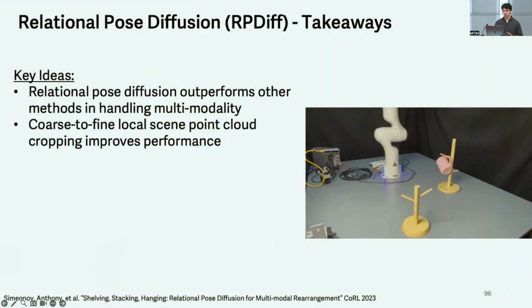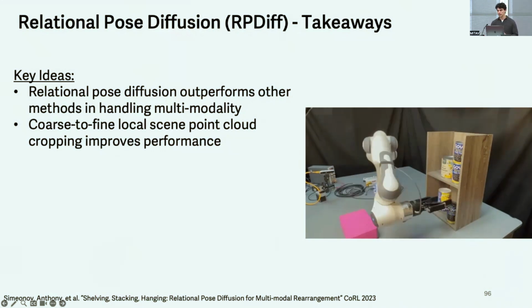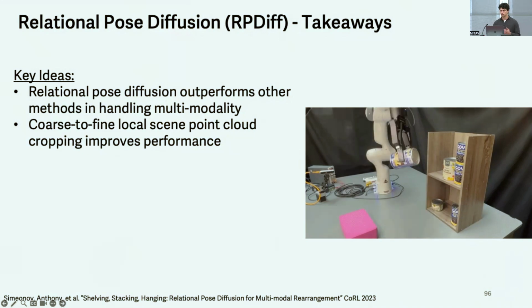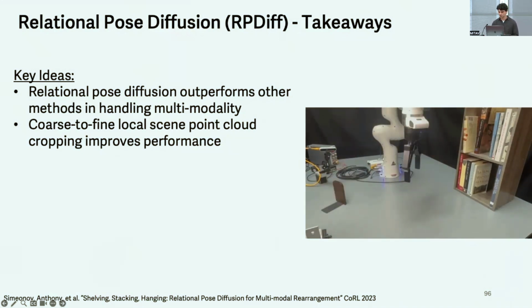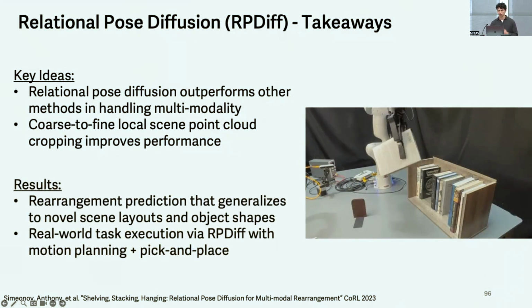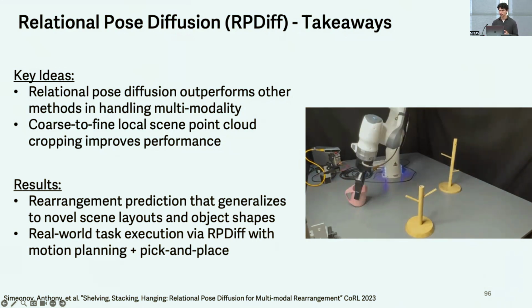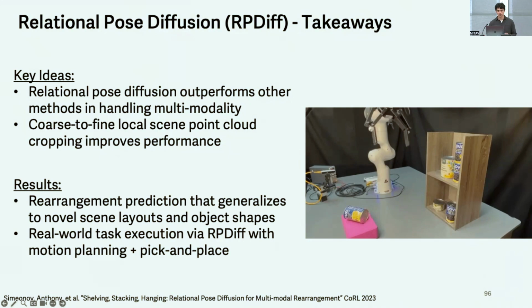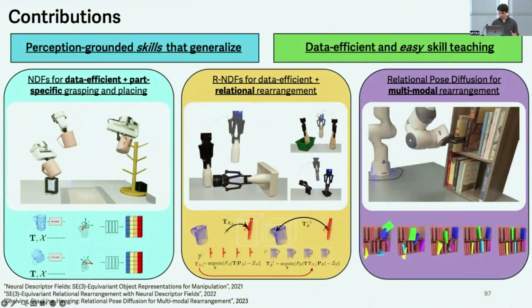Cool. So the takeaways from RPDiff are that diffusion is a powerful way to handle multimodality and rearrangement among multi-object scenes, and that leveraging local geometric processing can be very beneficial for both generalization and precision when processing larger scale scene observations. And our results showed that we can use RPDiff to perform this kind of rearrangement among real-world multi-object scenes, and that the good coverage achieved by the predictions supports motion planning and kinematic constraint satisfaction when executing tasks via pick and place. So that's what I have to share for this first part of the talk, toward the goals I introduced at the beginning.